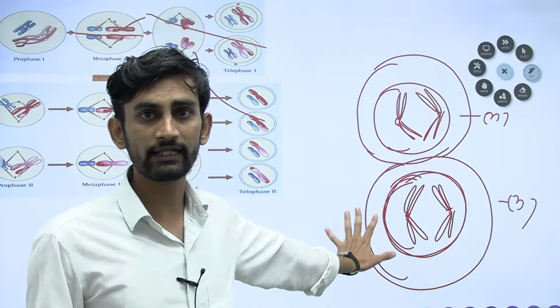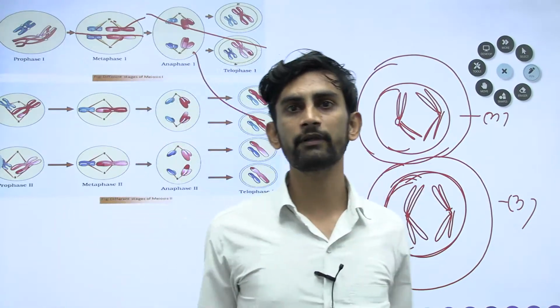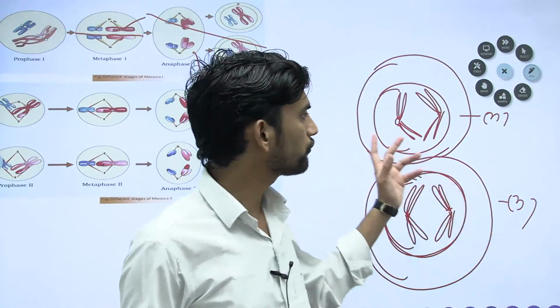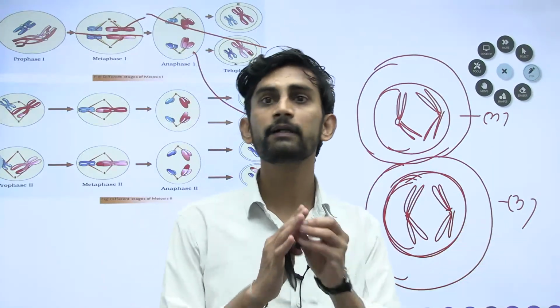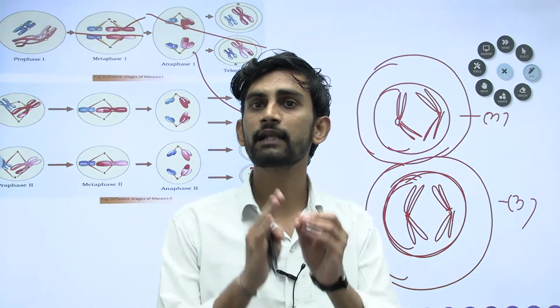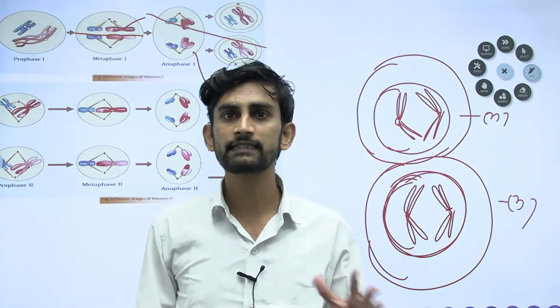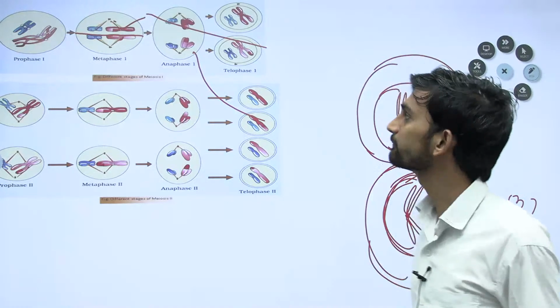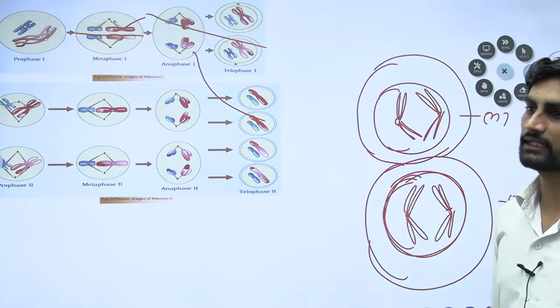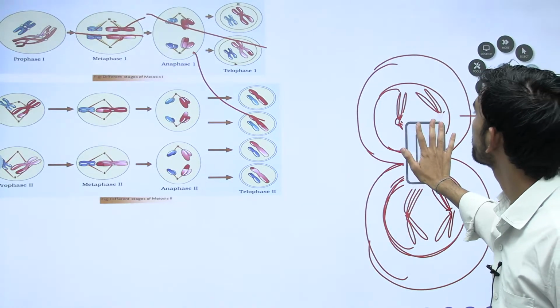Usually in meiotic cell division, during gamete formation, at the end of meiosis 1 two daughter cells are also formed, but these two daughter cells will have n number of chromosomes compared to the parent cell. This is the big difference between meiosis 1 and mitotic cell division. So this completes meiosis 1.